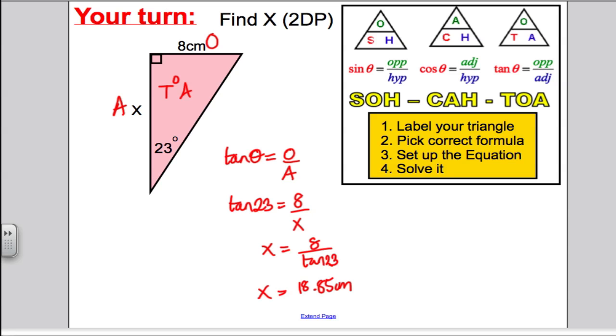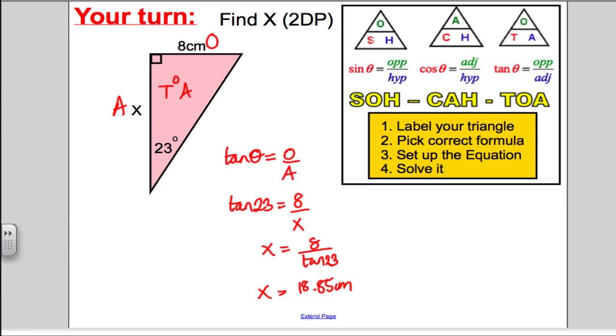And I got 18.85 centimetres. Now, quite deliberately, I've shown you every possible scenario. You can use sine, cos and tan to find the opposite, hypotenuse or adjacent. So I've shown you all the possible scenarios and let you have a go.